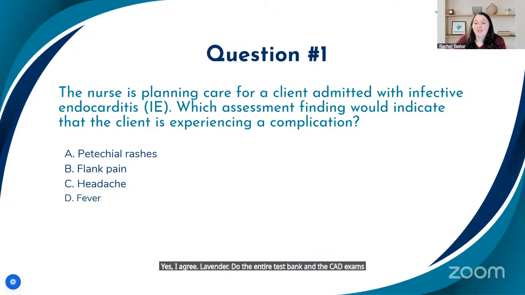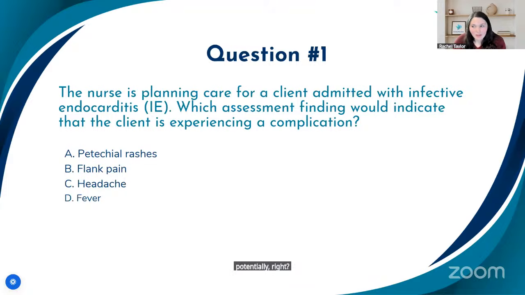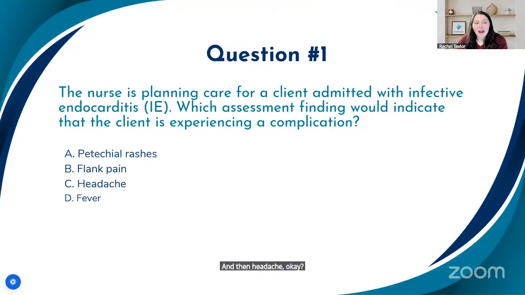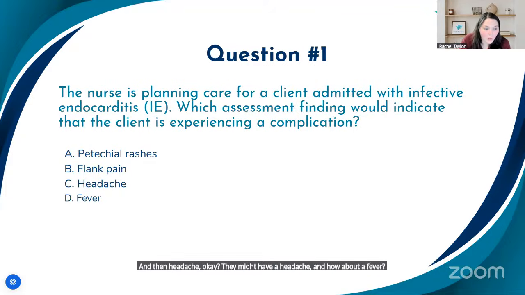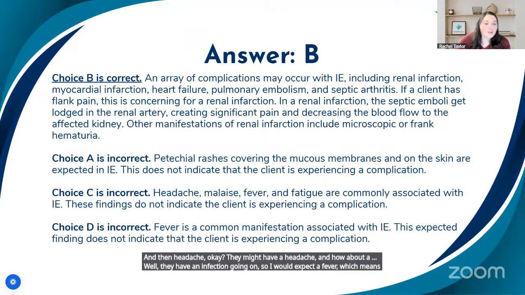But would we see a petechial rash potentially with someone with infective endocarditis? Potentially, right? So should they have flank pain though? This would be abnormal. This would be a concern for me, okay? And then headache. Okay, they might have a headache. And how about a fever? Well, they have an infection going on, so I would expect a fever, which means that B is our best answer. Why? Because their kidneys can actually start to have complications.